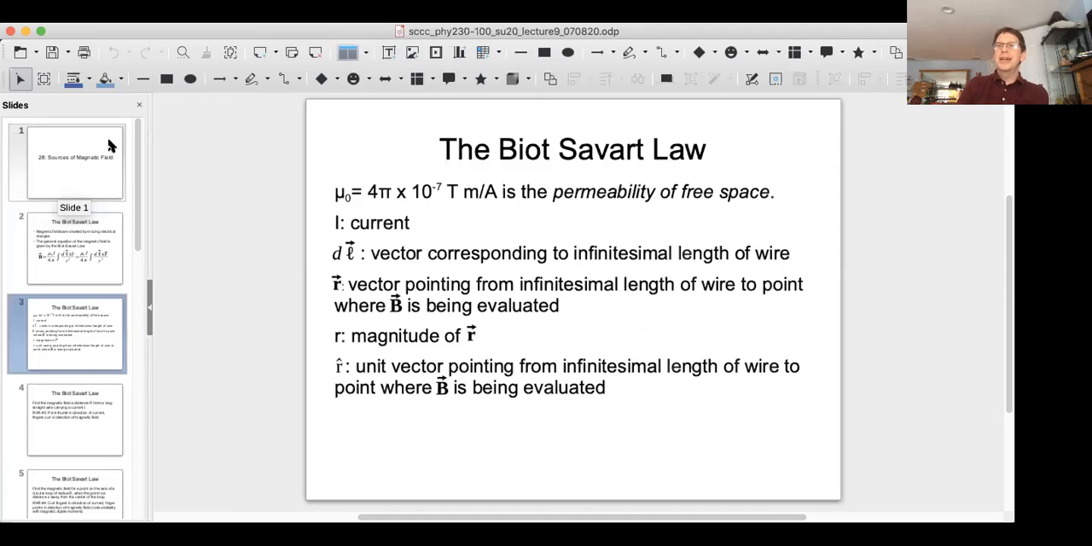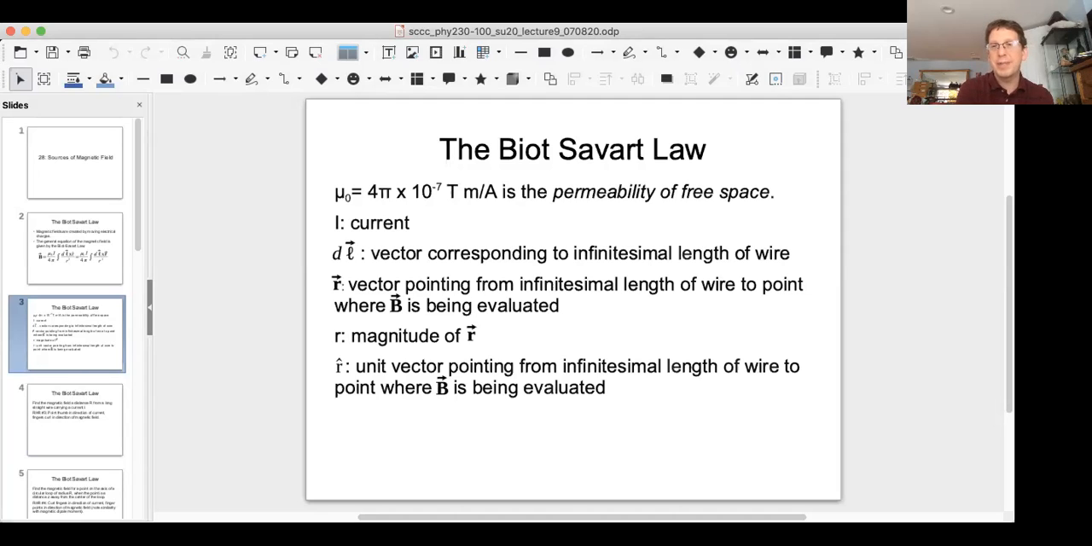So mu naught is called the permeability of free space. It's a universal constant. Its value is 4 pi times 10 to the negative 7 Tesla meters per ampere. And if that looks like an arbitrary number, it's because it is. And we'll see why at the end of this chapter. So I is simply the current.